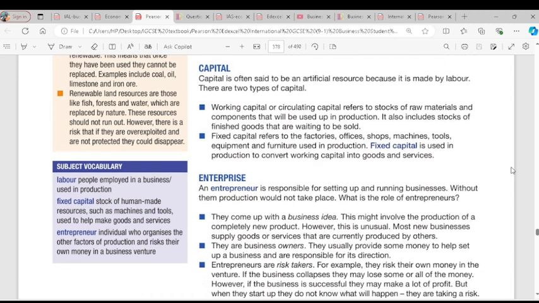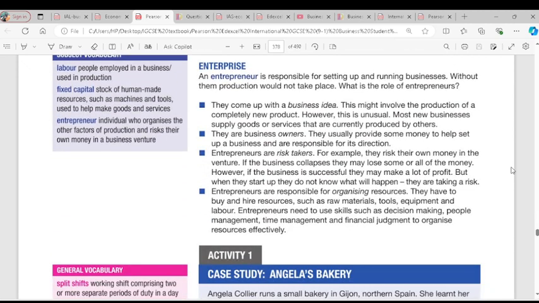Then the last one is enterprise. For enterprise, we're talking about the office of an entrepreneur, the company, the business itself. So who is an entrepreneur? The person setting up the business, the person who has taken the decision to set up a business. That's an entrepreneur. I think it's clear. Without them, production would never take place.